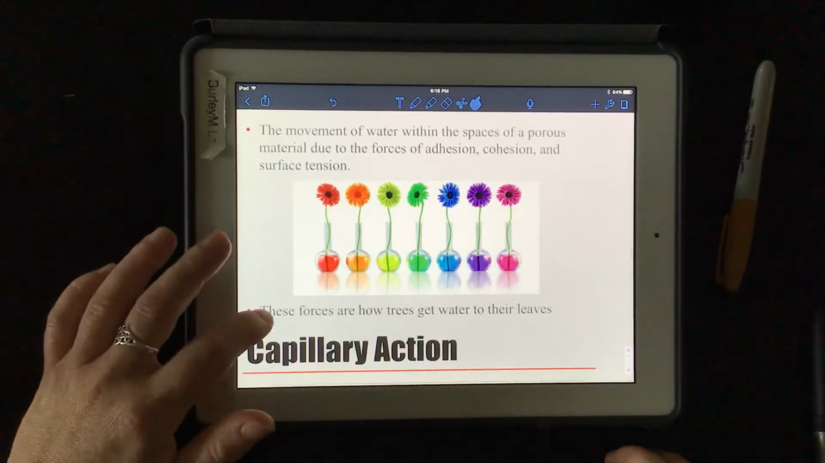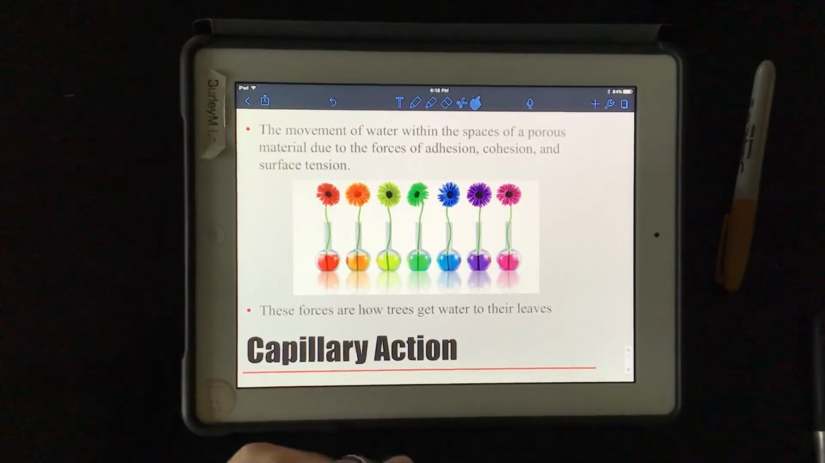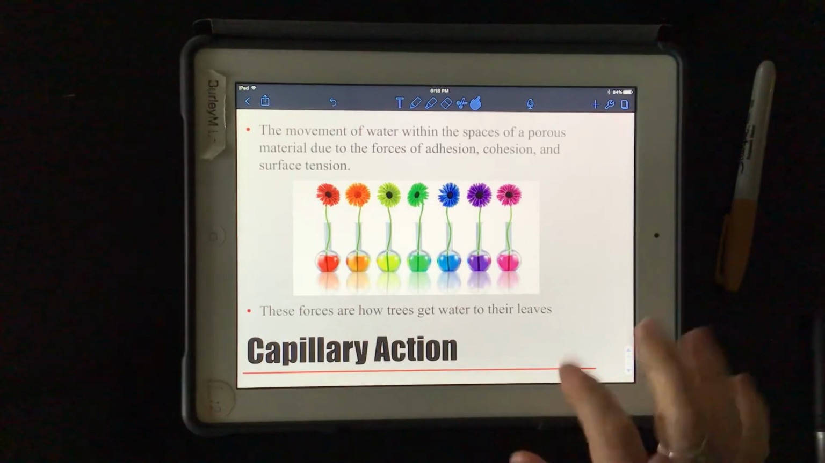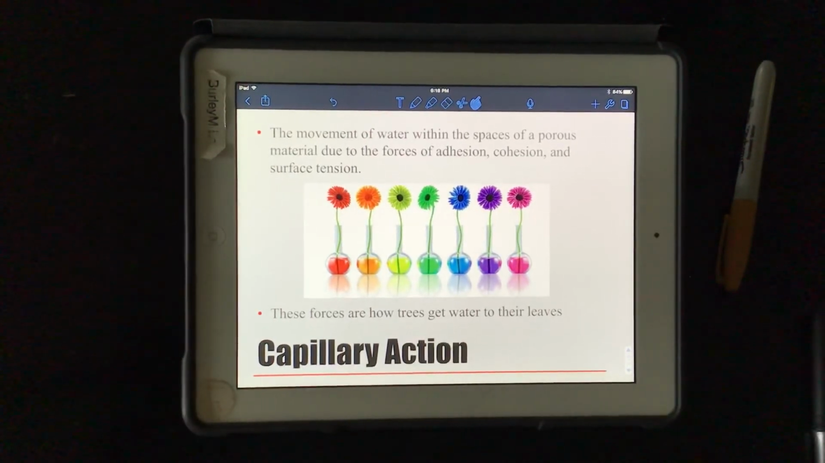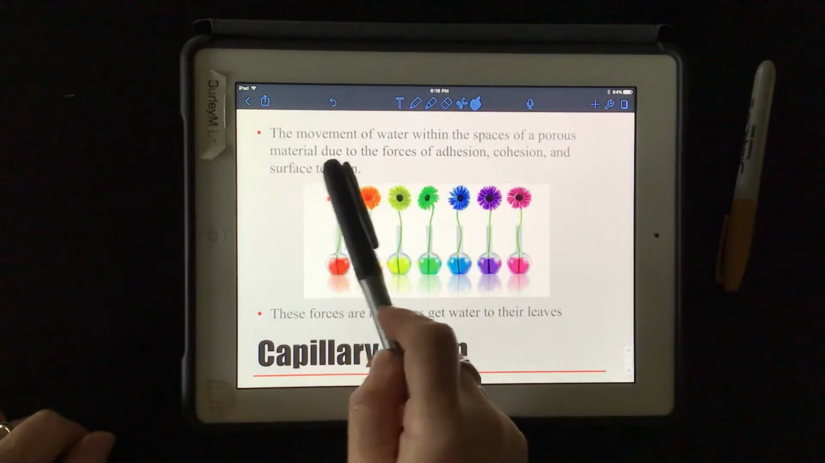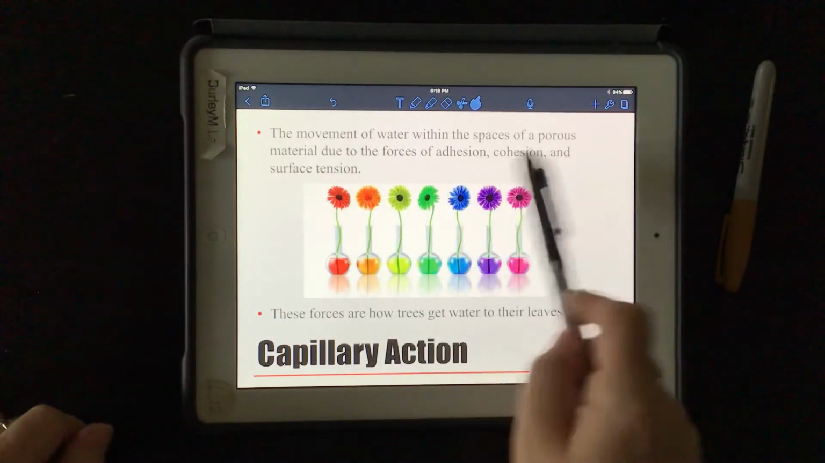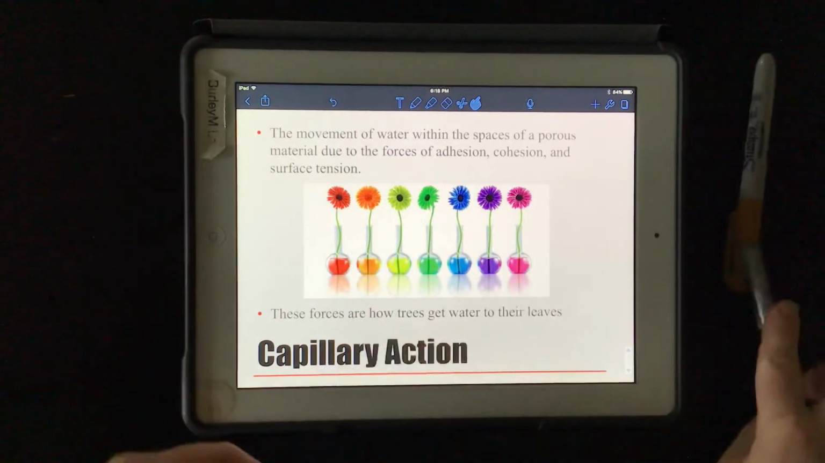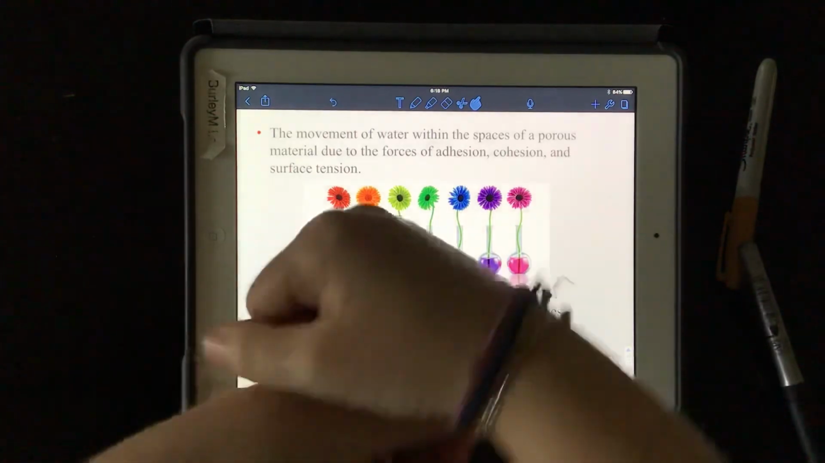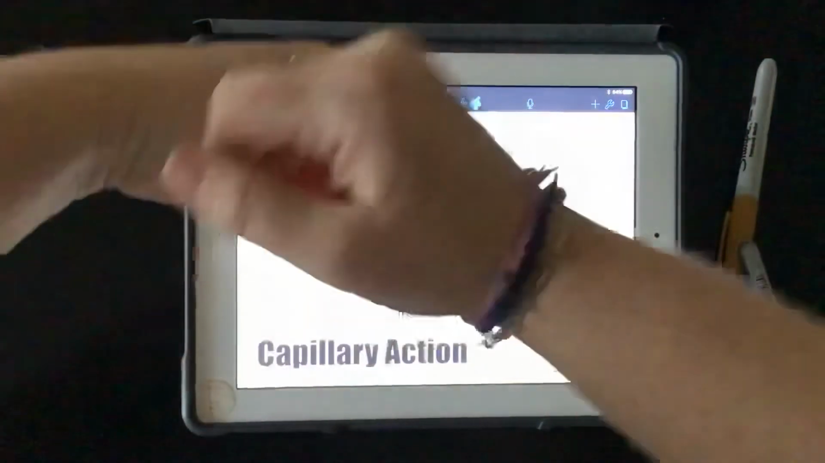The last thing that we're going to talk about is capillary action. Now, capillary action is basically the way water moves through plants. So capillary action is the movement of water within spaces of a porous material due to the forces of adhesion, cohesion, and surface tension. Basically, water molecules do this.